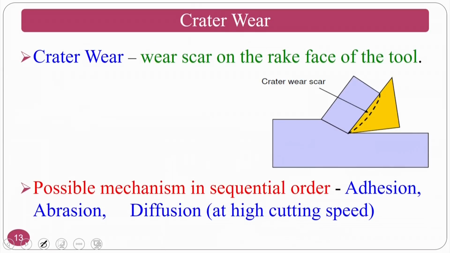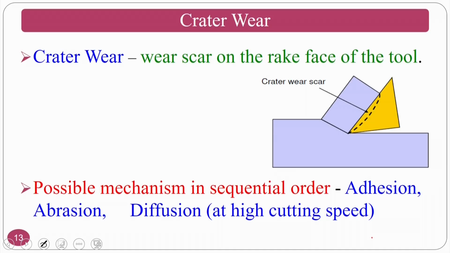So, the crater wear. If you see crater wear, this is the crater wear that I have already shown you. Crater wear occurs on the rake surface of the tool. Now, we have to see what the possible mechanisms are. We have seen three mechanisms, that is abrasion, adhesion and diffusion. Which causes more in terms of crater wear, and which is high in terms of flank wear? That means, which is the most responsible mechanism in the crater wear and which is the most responsible mechanism in the flank wear, that we have to see.